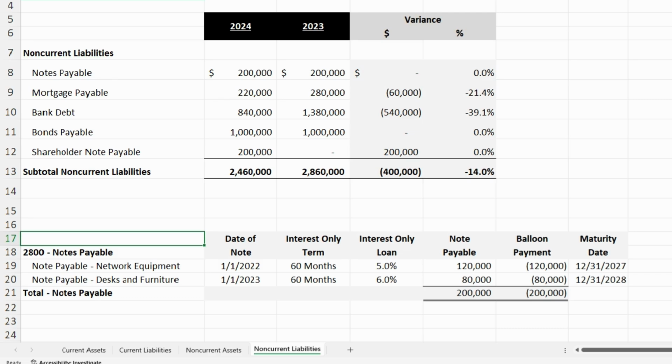Same thing with the desk and furniture. It's an interest-only loan. I took this out on January 1st, 2023. It's a 5-year, 60-month loan. 6% interest in this situation for $80,000, and it doesn't mature until December 31st, 2028. These are the 2 notes that make up my notes payable line, general ledger account 2800, in the notes payable section of my non-current liabilities.